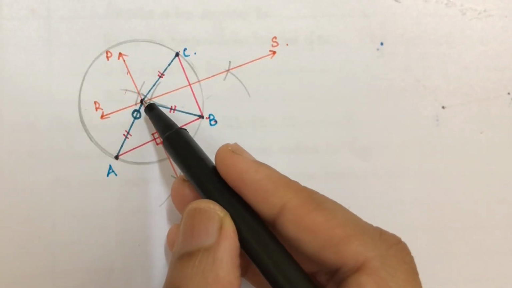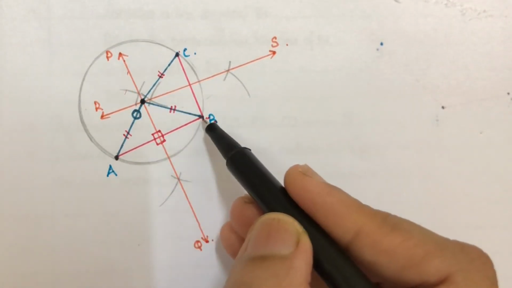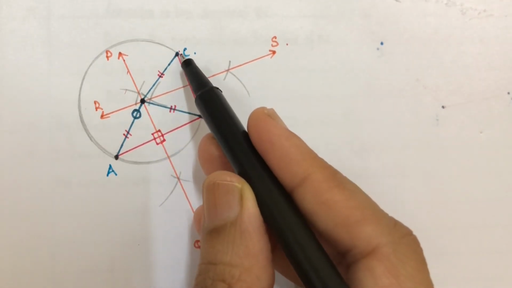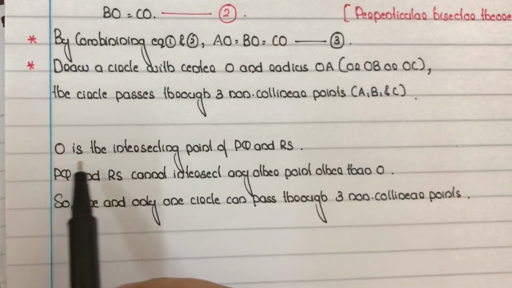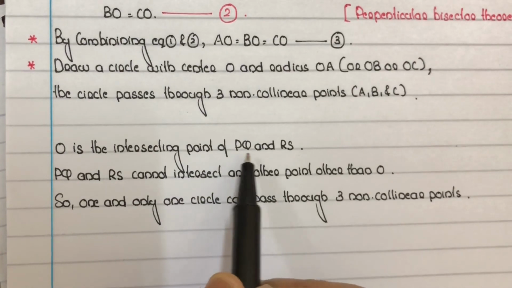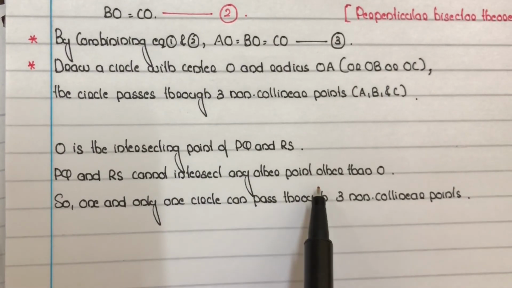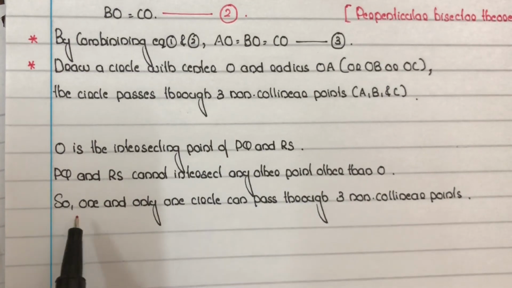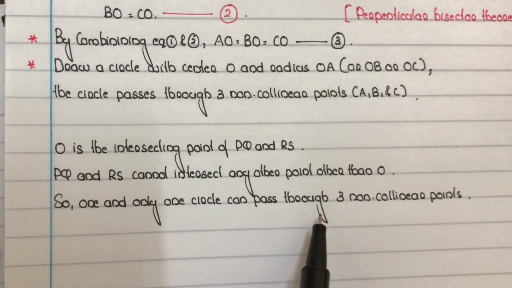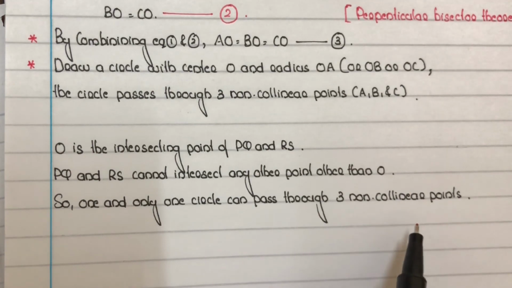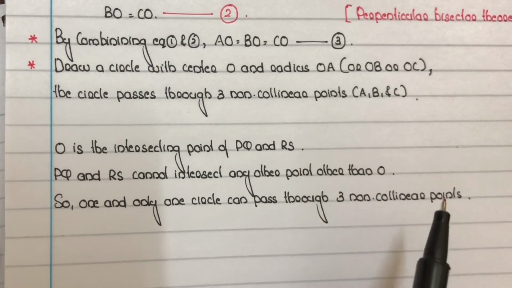Circle with center O and radius OA or OB or OC. O is the intersecting point of PQ and RS. PQ and RS cannot intersect at any other point other than O. So, one and only one circle can pass through 3 non-collinear points, right? Hence proved.